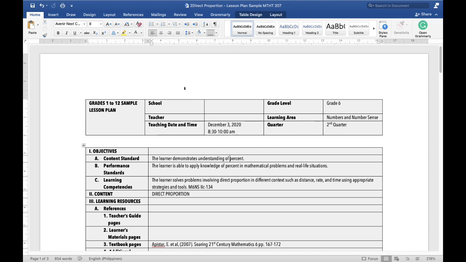and real life situations. For learning competencies, the learner solves problems involving direct proportion in different contexts such as distance, rate, and time using appropriate strategies and tools. M6NS-IIc-134. Okay, the content is all about direct proportion.